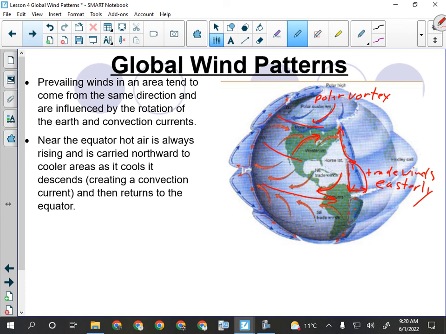Prevailing winds are a combination of convections trying to happen, but the Earth is rotating underneath it while it happens. So winds get deflected by the rotation of the Earth. Everybody all right with that idea? So what this actually creates is 3 different bands of weather.